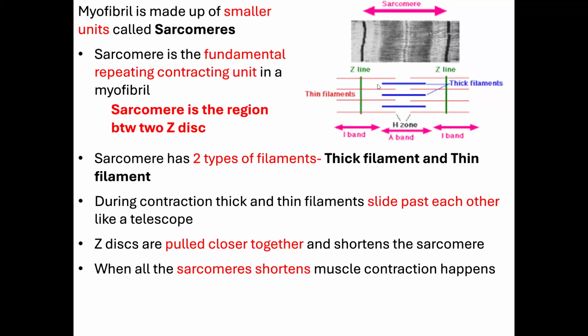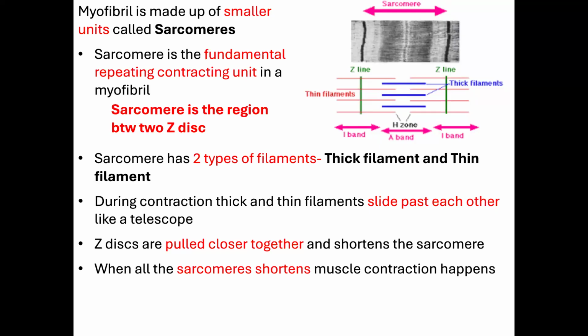And inside, you can see there's a thin filament and a thick filament. The thin filament is called actin. The thick filament is called myosin. And these filaments slide. So when they slide, the length of the sarcomere shortens. So the Z lines come together and the length of the sarcomere is shortened. And that's when muscle contraction happens.